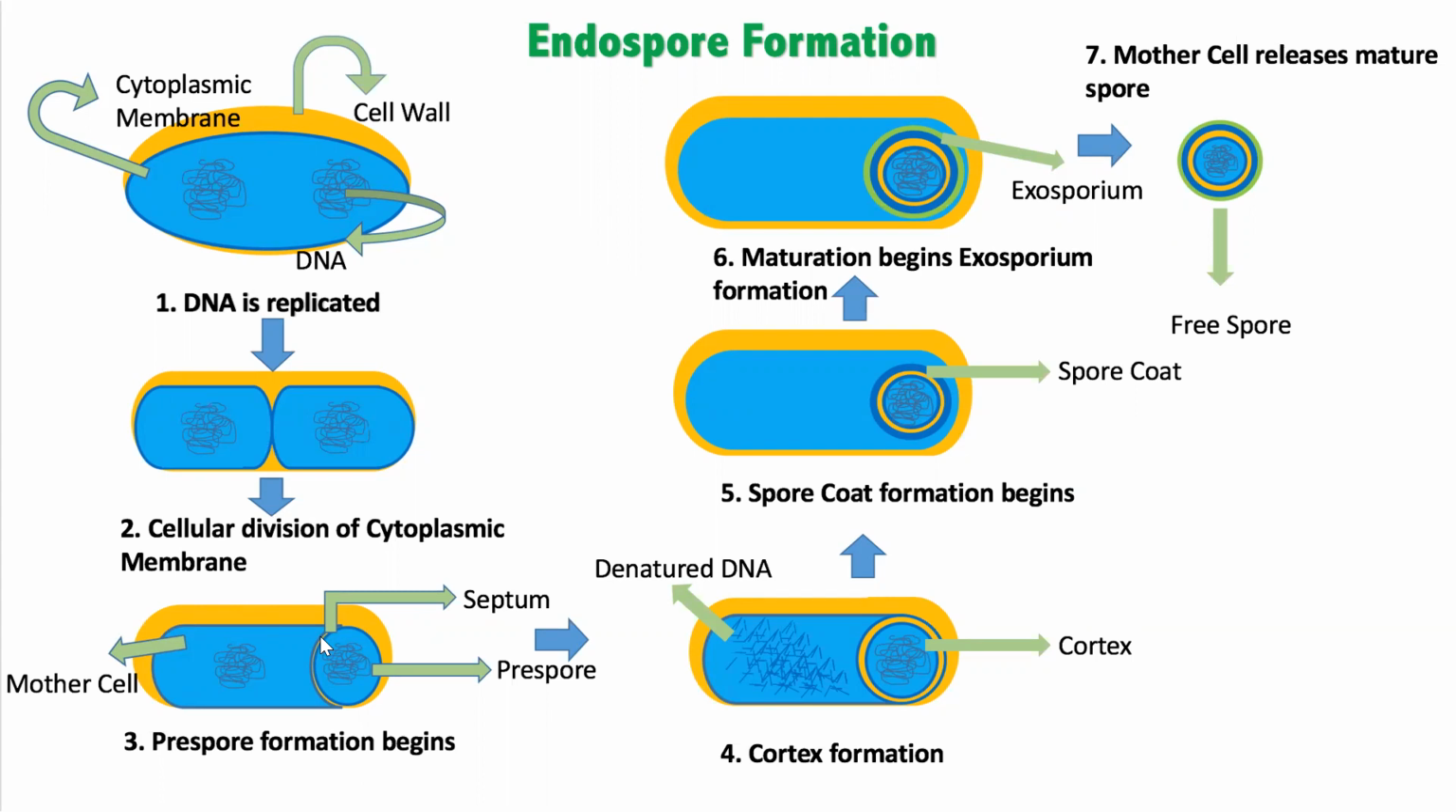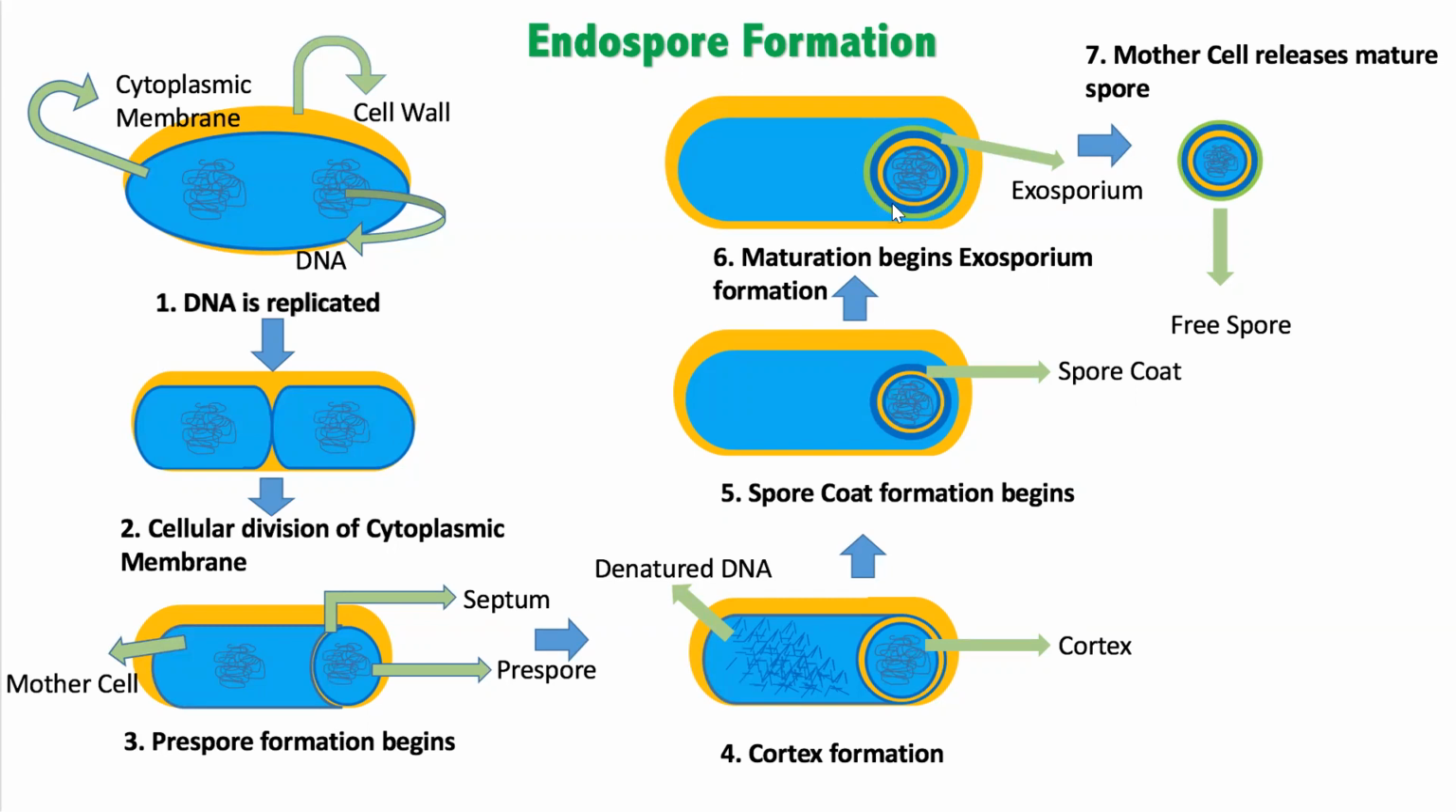That is the pre-spore position. And now it is forming the cortex, and the other part of the cell which contains the DNA, this DNA is getting denatured. Now we are concentrating on the spore. What happens? Let us see. So this is the spore coat, and then the spore is going to form gradually. Now maturation begins, exosporium formation.